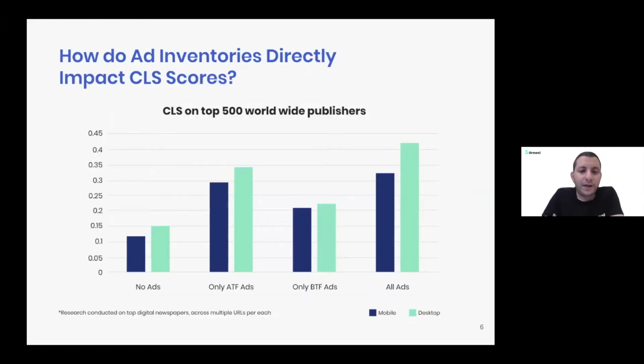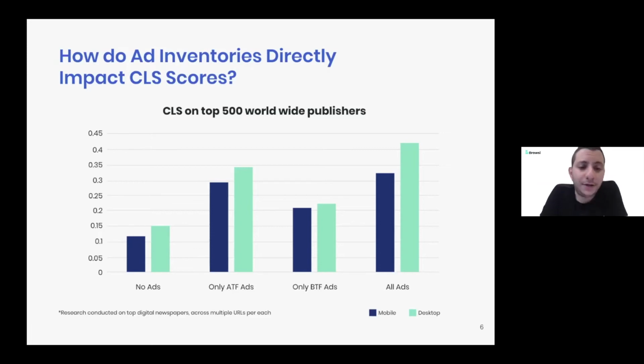Now, the key thing here is that you do not need to take my word for that or really trust me on that. What we have done here is we took 500 worldwide publishers, specifically top digital newspapers around the globe, and we took specifically content articles and URLs from those publishers. We measured them in 4 different segments. The first one would be no ads at all. The second one, only above the fold ads. The third is only below the fold ads, and eventually loading all the ads exactly as the publisher intended it to be.